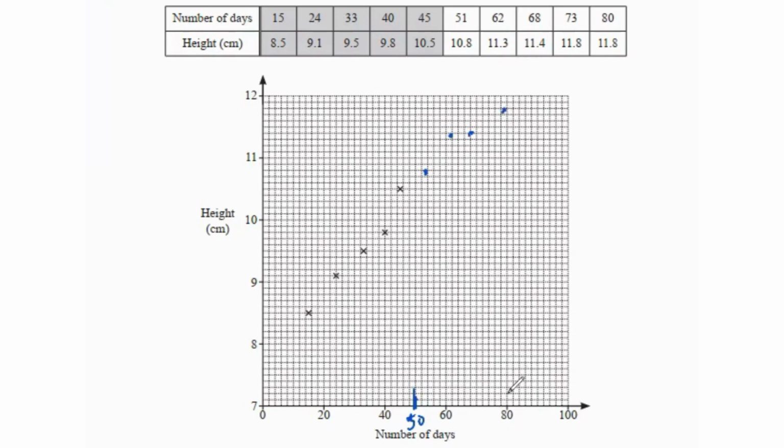And 80 and 11.8. Hopefully these are correct because honestly I can't see anything from here. But yeah, approximately this is where your values would come. And then it's asking us to define the correlation. The correlation in this case is positive.